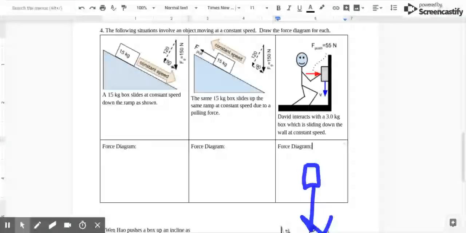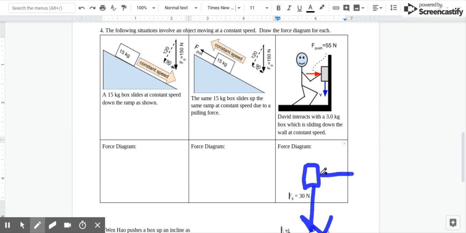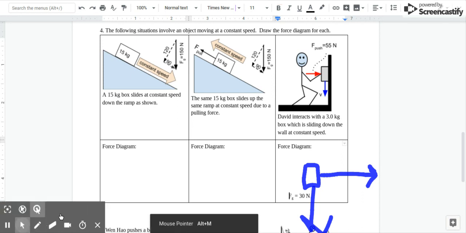FG is going to be 3 times 10, which is 30. There you go. Then I'm going to draw his push, because that's our given, and that's going this way. Okay, and F push is going to be 55.